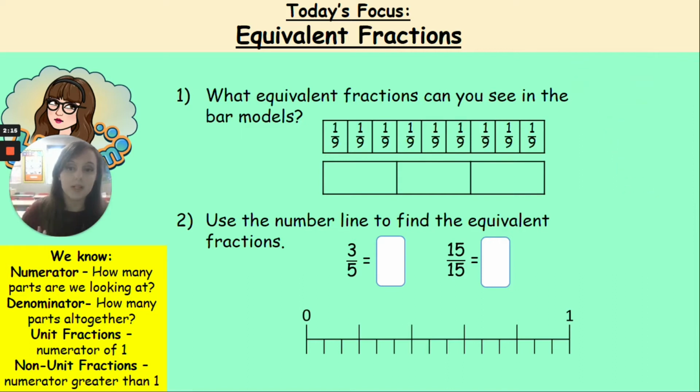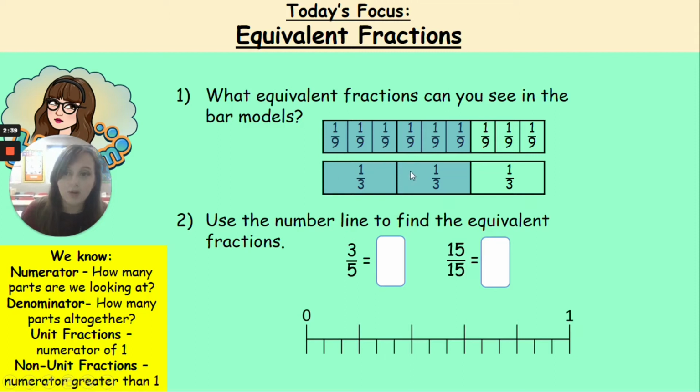So for the first question, we know that the top bar model is split into 9 parts. So each part is worth 1 out of 9, 1/9. The bottom is split into 3 parts, so each section is 1/3, 1 out of 3. When we look at the bar models, we can see that 1/3 takes up the same amount of space as 3/9. That tells us that 3/9 is the same as 1/3.